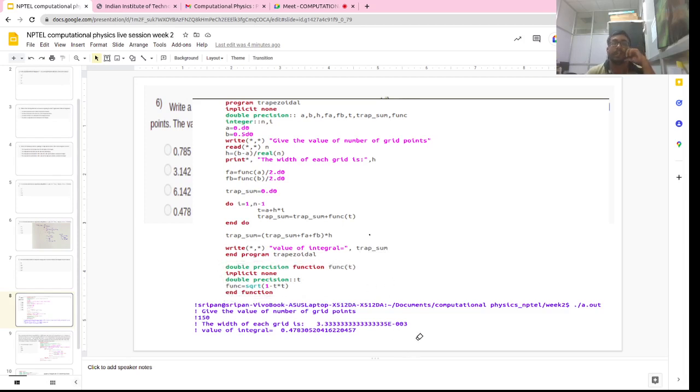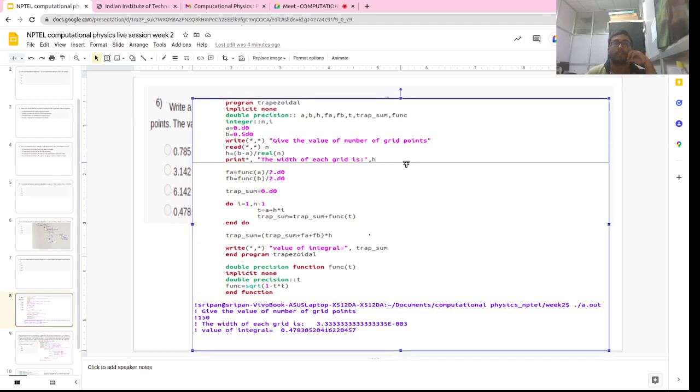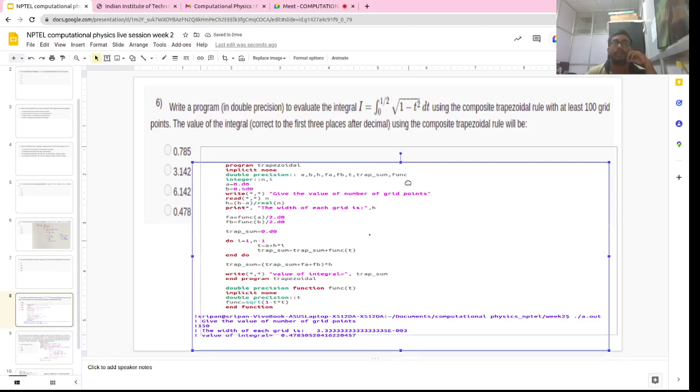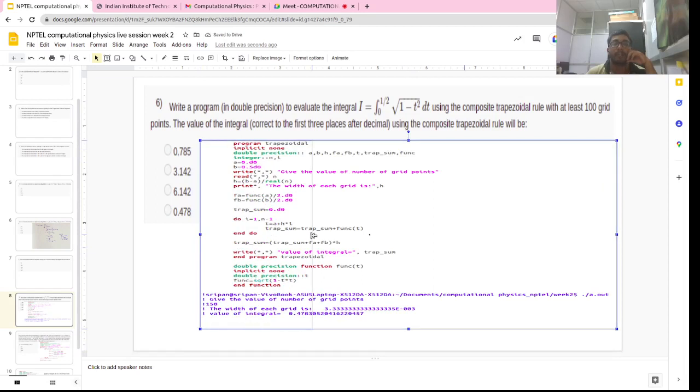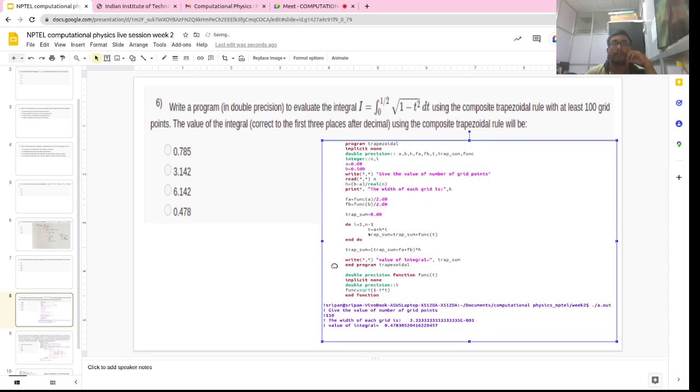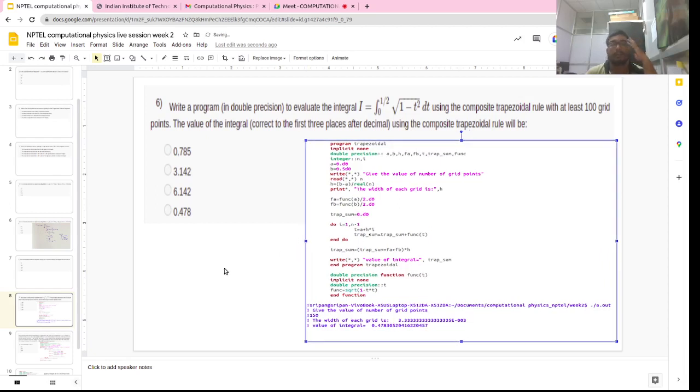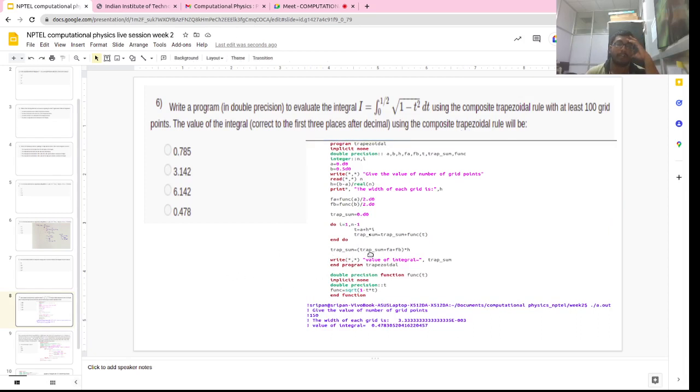So what I did, I ran this code in my terminal, and what I got is the value of the integral to be 0.478, which will be the correct answer for this question. Okay, you can try it on your own. I will suggest that you first try to write the code by yourself, and if you are unable, you can try writing it part-wise. Let's say you have to think about how the algorithm can be generated: if we are trying to do some summation, then we need to have a do loop which will give the summation, and then the trapezoid sum will be written as the value of the integral. Okay, so the correct answer for this question will be 0.478.